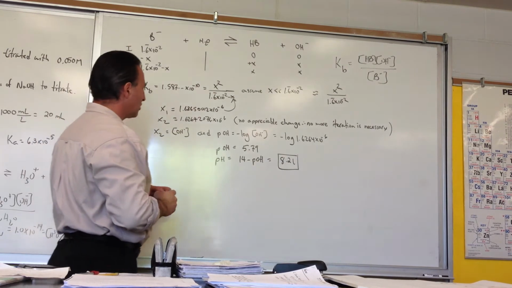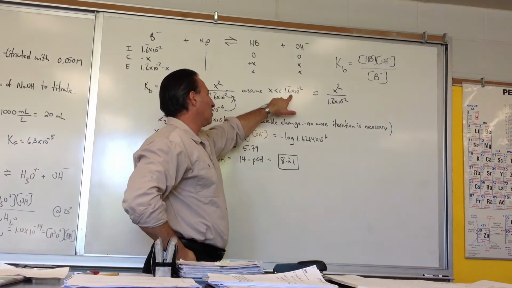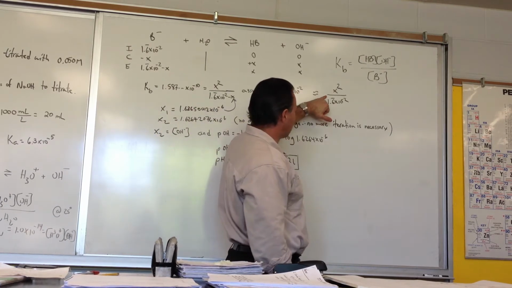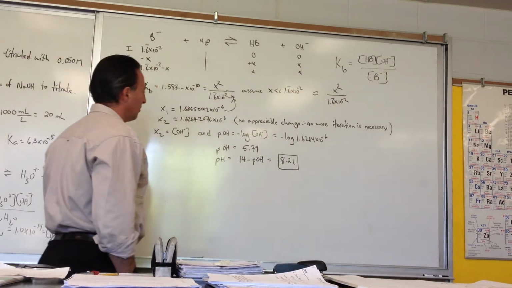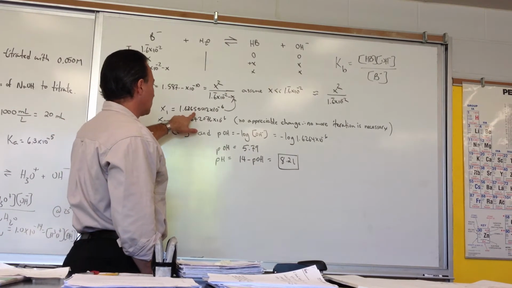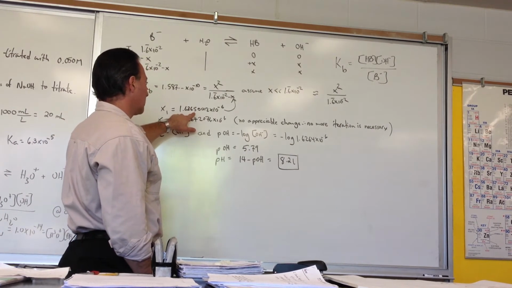I've also made the assumption that the value of X is going to be much smaller than the concentration of the benzoate anion. So it's safe to make this assumption, I think. And we're going to test it out anyway by doing an iteration. The value of X I get when I solve for X here is 1.62 times 10 to the minus 6.